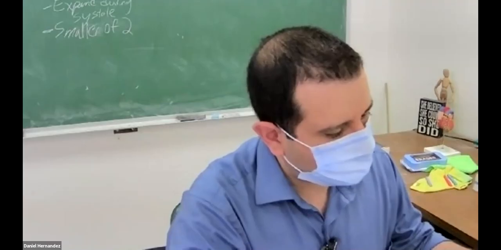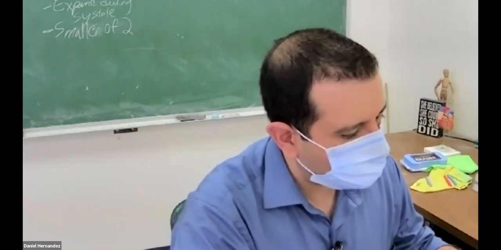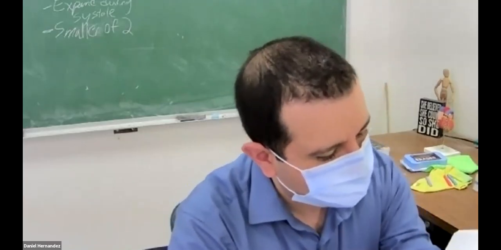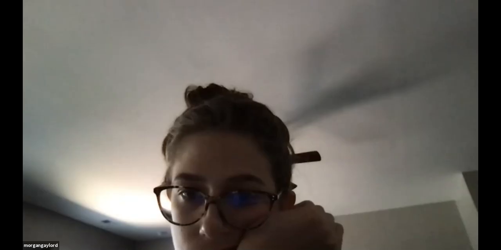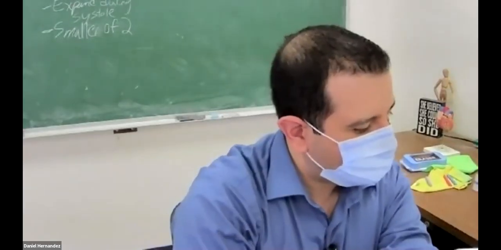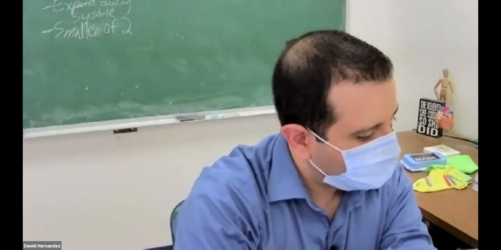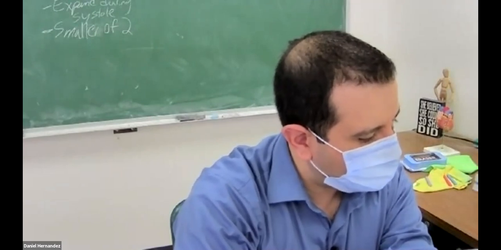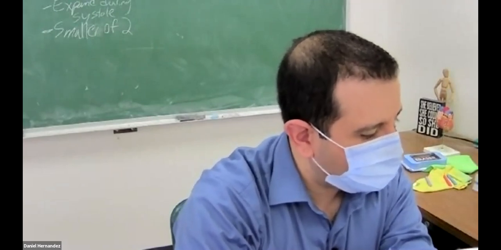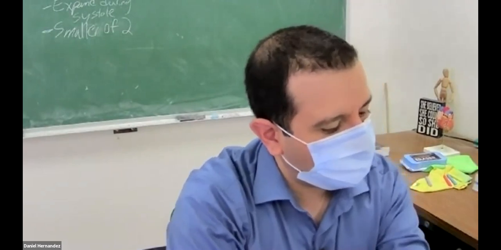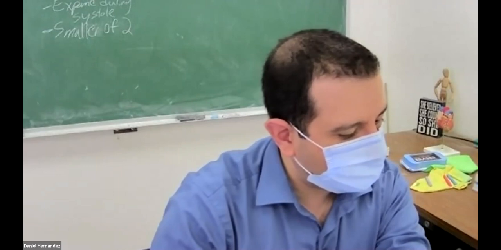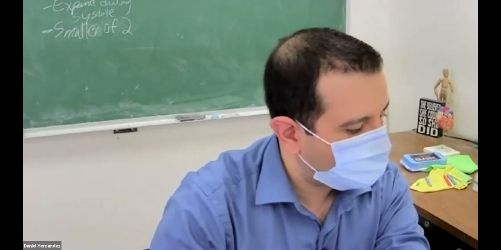Let's see, what is the best two-dimensional echo view for Doppler analysis of mitral valve flow? The choices are parasternal long axis, parasternal short axis, apical 4-chamber, apical 5-chamber, or subcostal 4-chamber. So the best view for doing mitral valve flow analysis. Apical 4-chamber. Yep.